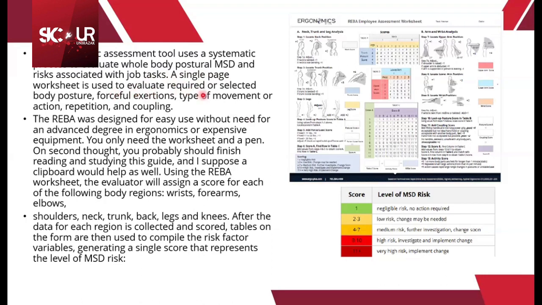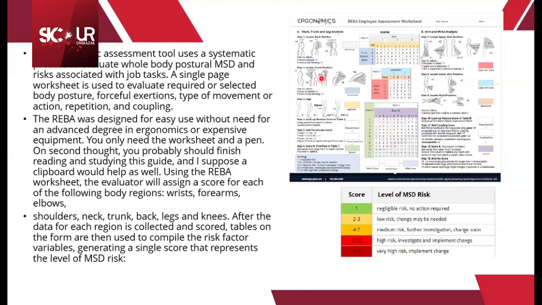So refer pada job task lah. A single page worksheet is used to evaluate required body posture, forceful exertion, type of movement or action, repetition and coupling. The REBA was designed to be easily used without need for any advanced degree in ergonomic or expensive equipment. You only need the worksheet and pen. Dan ada satu lagi mungkin goniometer lah, kita nak ukur the body bending.